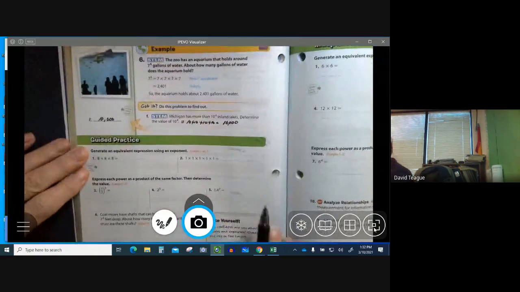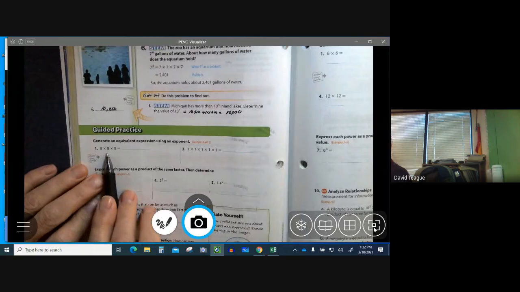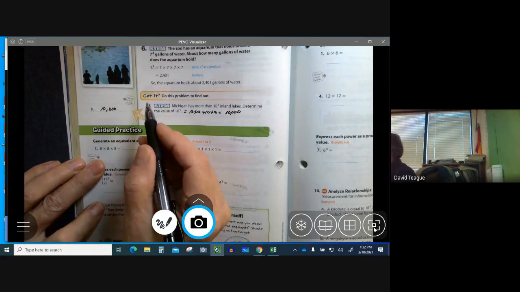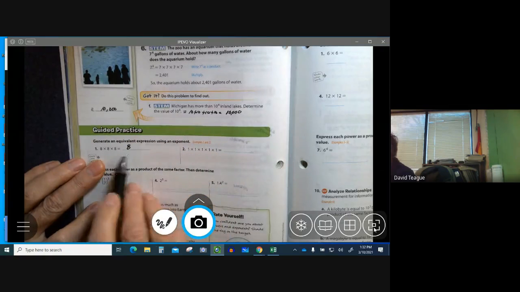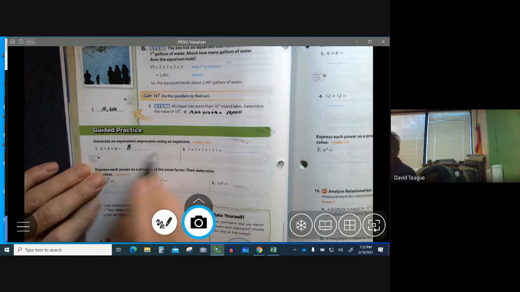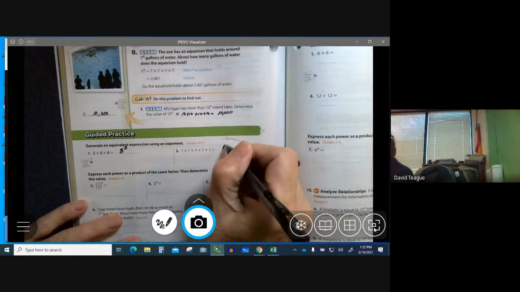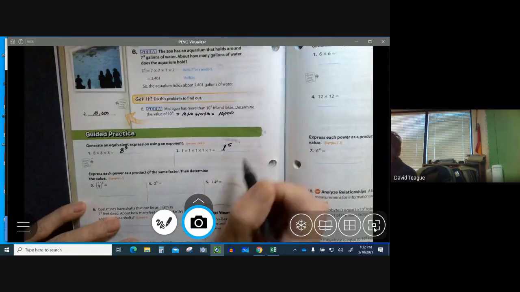Okay, so page 506, number 1 right here. I've got 8 times 8 times 8. What's my base number? My base number is 8. What's my exponent? It's 3. Now I have 1 times 1 times 1. What's that? My base is 1. What's my exponent? 5. Very good.